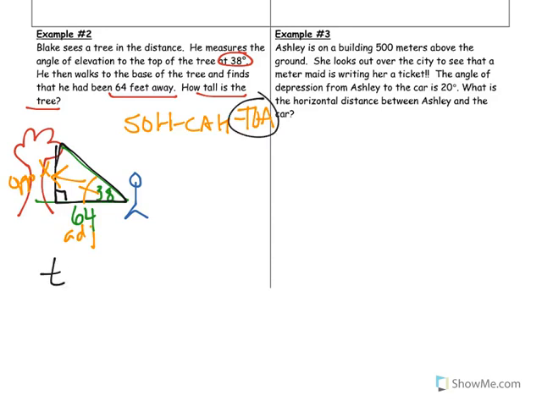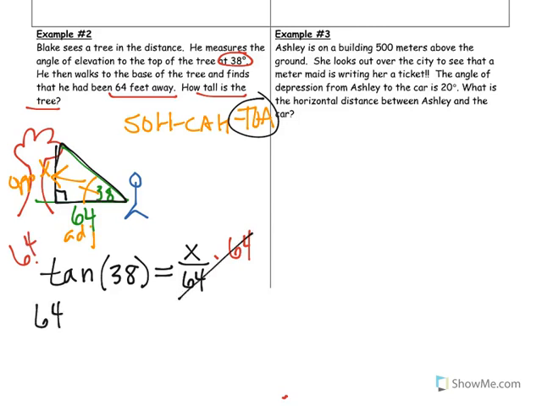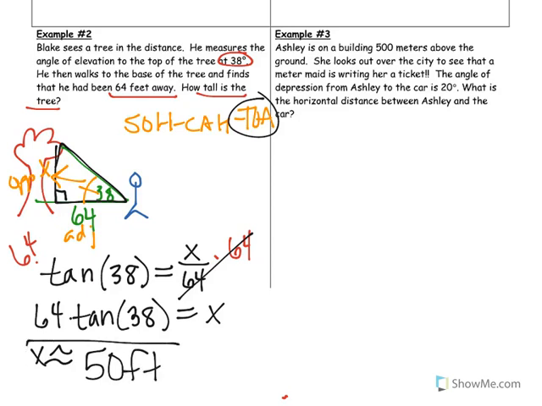So we're going to set up the equation. Tangent of the angle, 38, equals opposite over adjacent. Opposite is x, adjacent is 64. Solving this equation, we've done this before, multiply by 64 on both sides, those cancel, and you get 64 times the tangent of 38 will equal x. And let's use our calculator. So plug in 64 tangent of 38, and we're in feet, so that's almost exactly 50 feet. Or sorry, 50 feet tall.